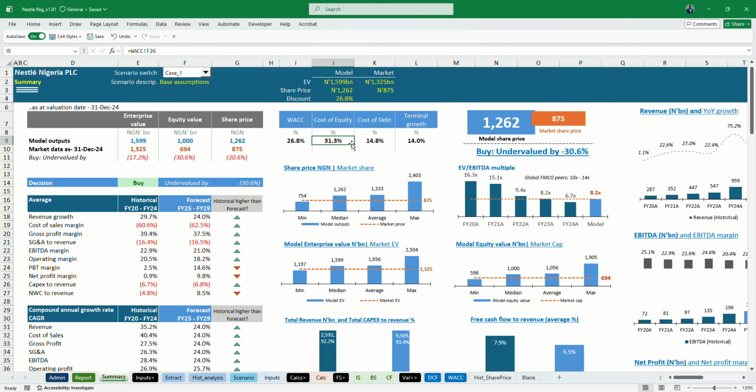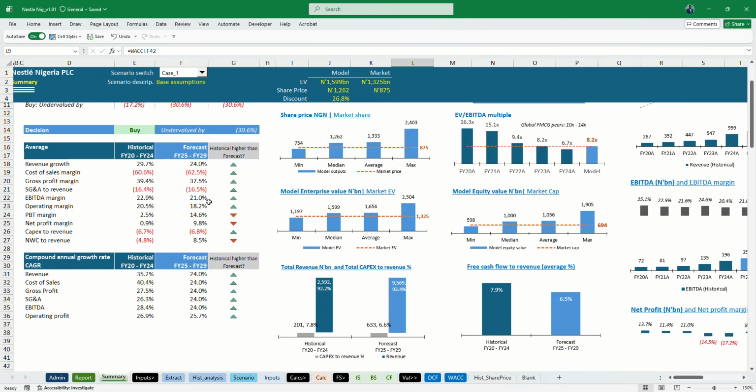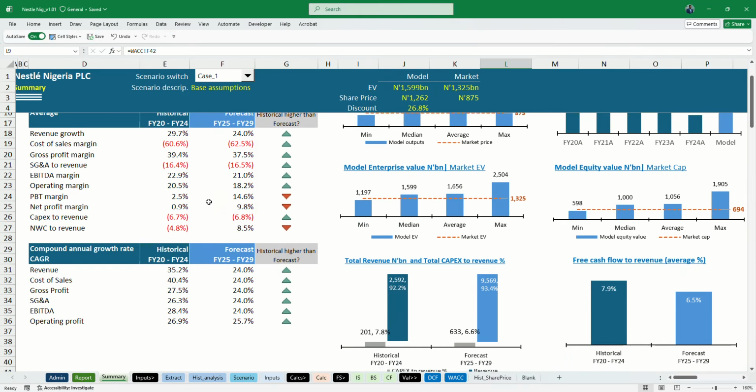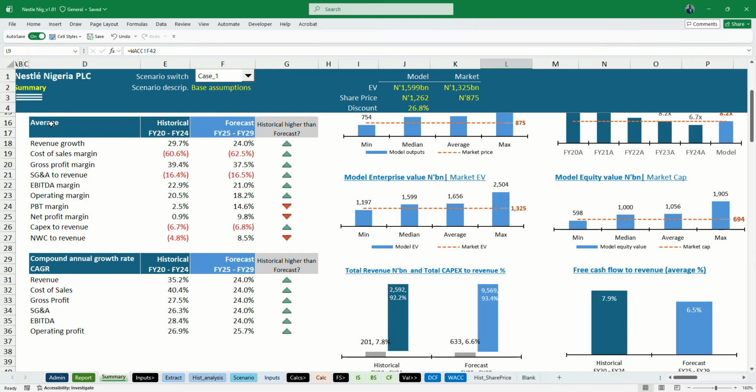Cost of equity 31.3, cost of debt. Then we have the terminal growth rate of 14%, which represents the Nigeria long-term inflation rate, and that's why if you say my WACC is high, yes, my terminal growth is also high. Okay, so to this side we have the average, just to have an overview of our assumptions and the performance, and whether that makes sense.